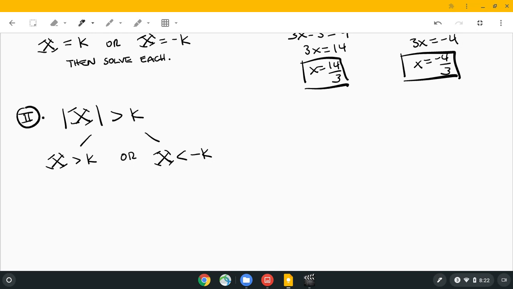Okay, so that's why we have this. So we want these guys to be greater than, let's pretend it's 5. And then we want these guys to be less than negative 5, right? Can you picture that on the number line? Those numbers are getting farther and farther away from 0. Okay, and then again, you solve each.